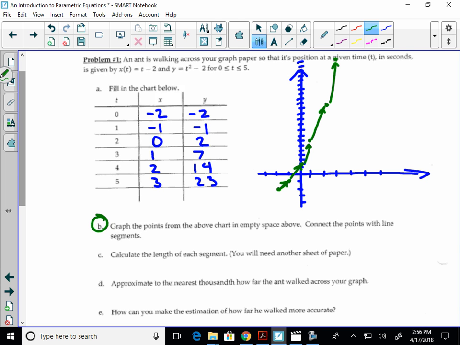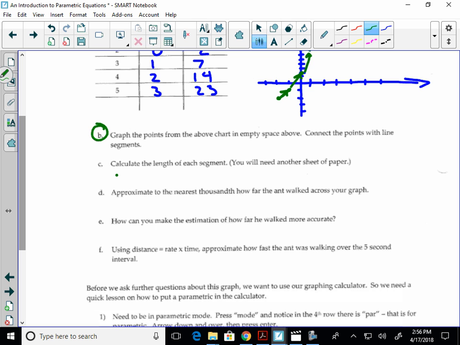C says calculate the length of each segment. So what would you have to do to calculate the length of each segment? Distance formula. We're not going to do that. You know how to do the distance formula. Because once you find the length of each one of those segments, you're going to add it together to find how far the ant walked. And when you do that, you should get 25.80 units.